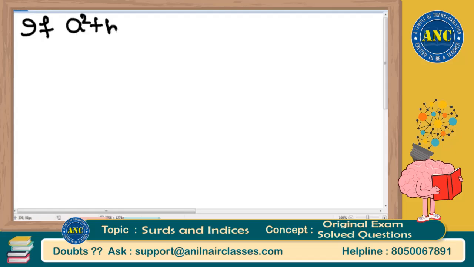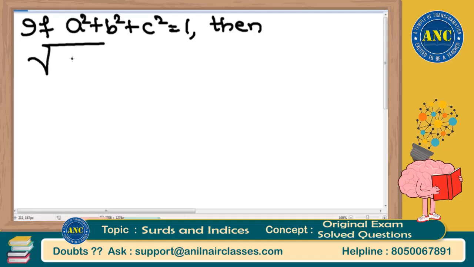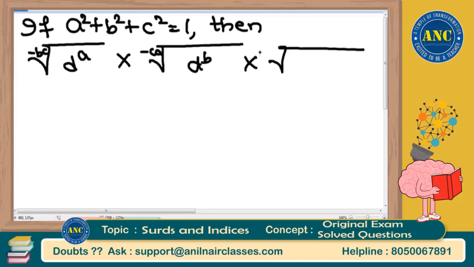If a square plus b square plus c square is equal to 1, then find the value of d power a inside this root, and the root term is minus bc, into minus c a th root of d power b, into minus ab th root of d power c. This should be the expression which I need to find the value of. Again, it is very simple by using laws of indices.